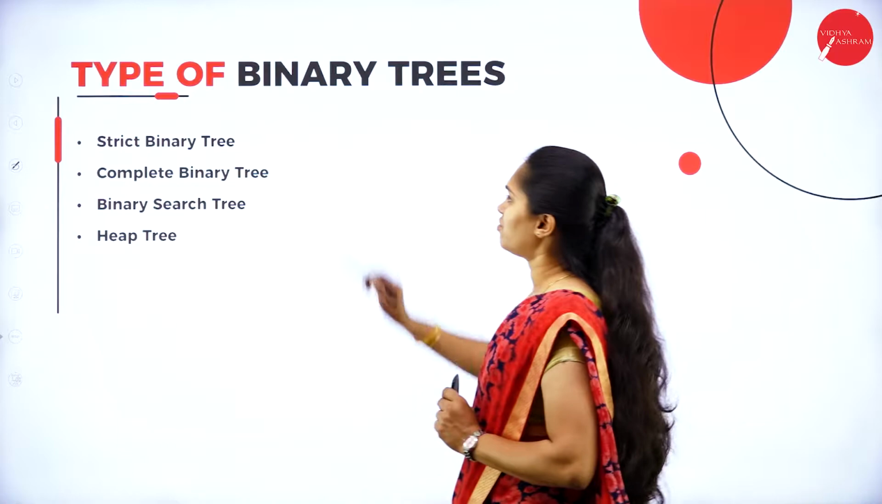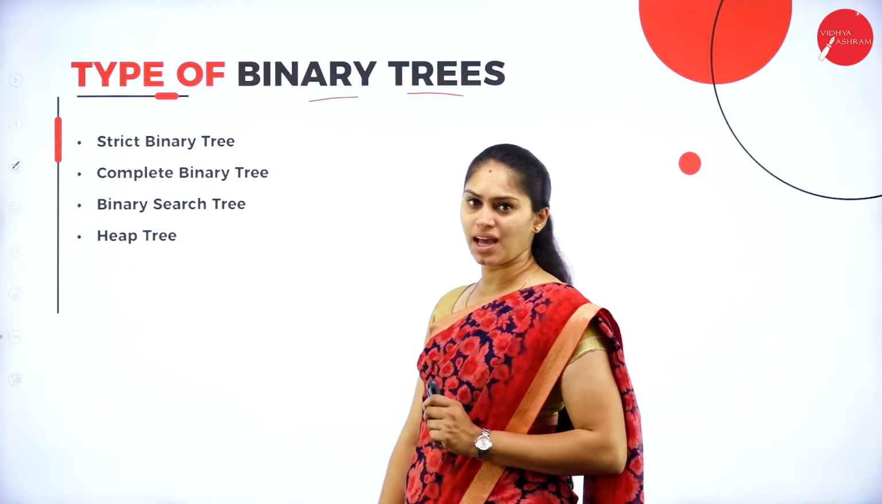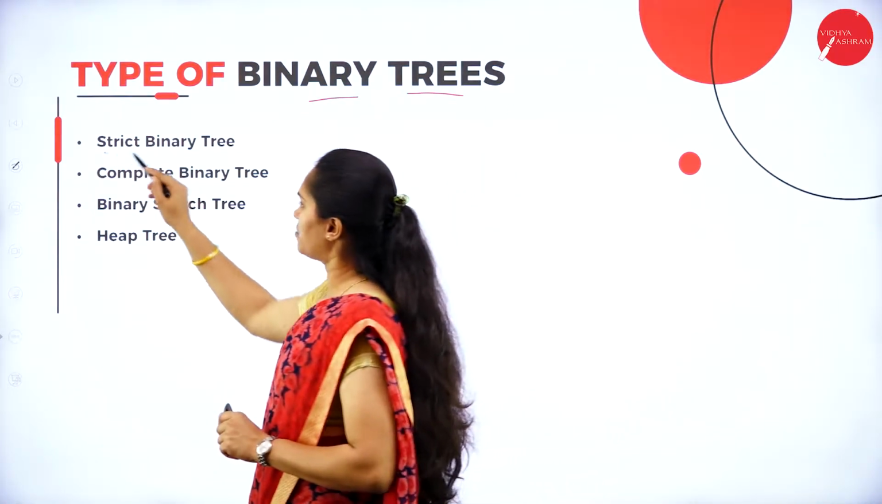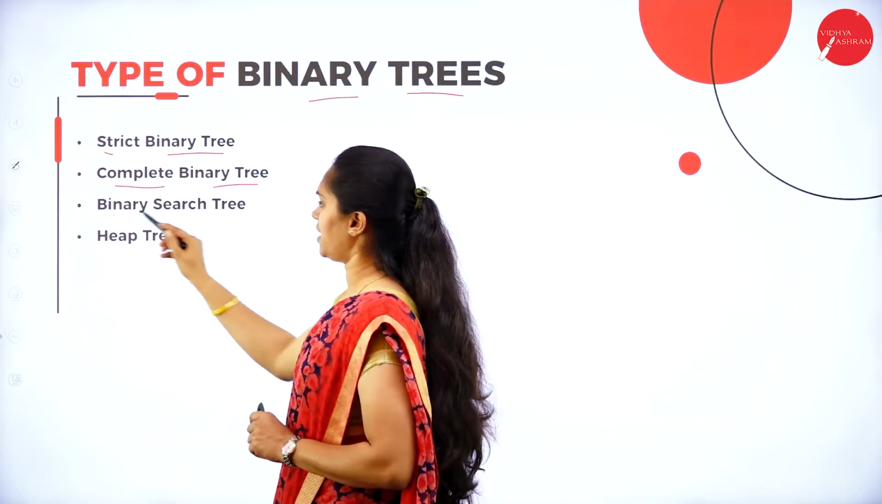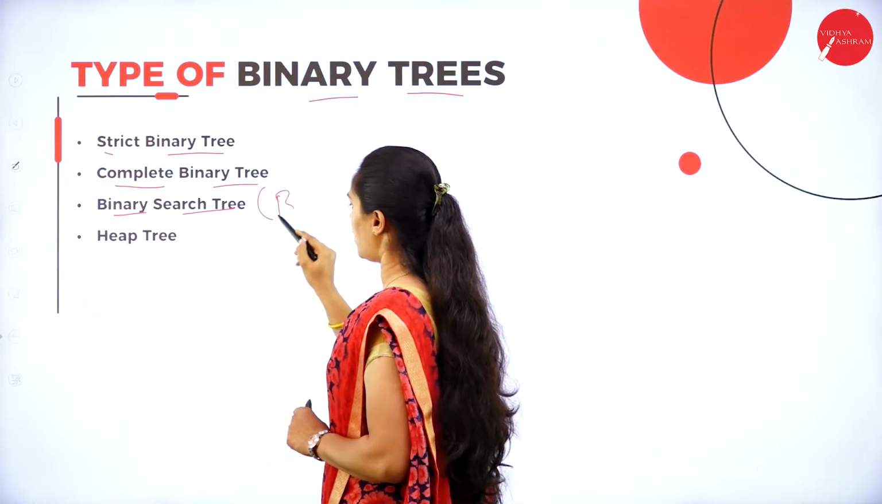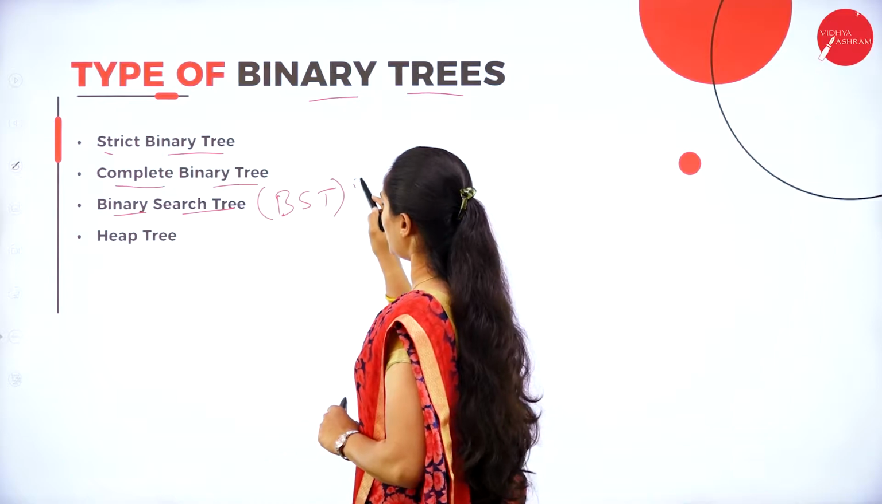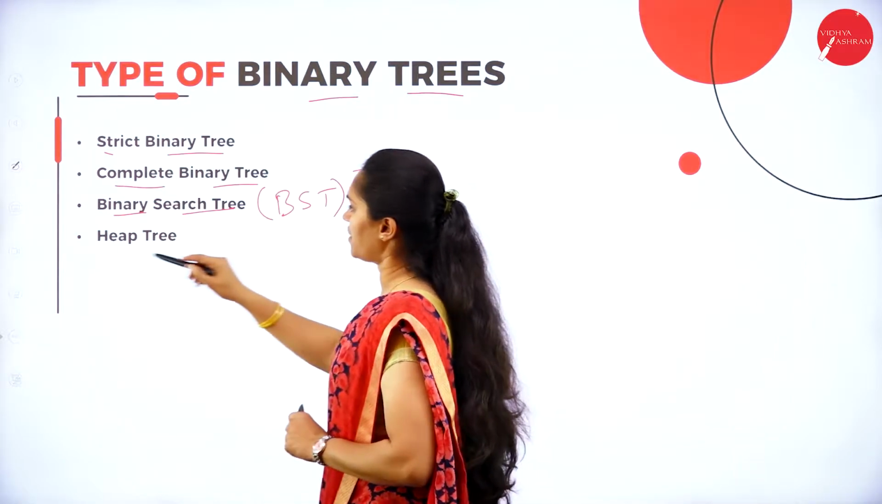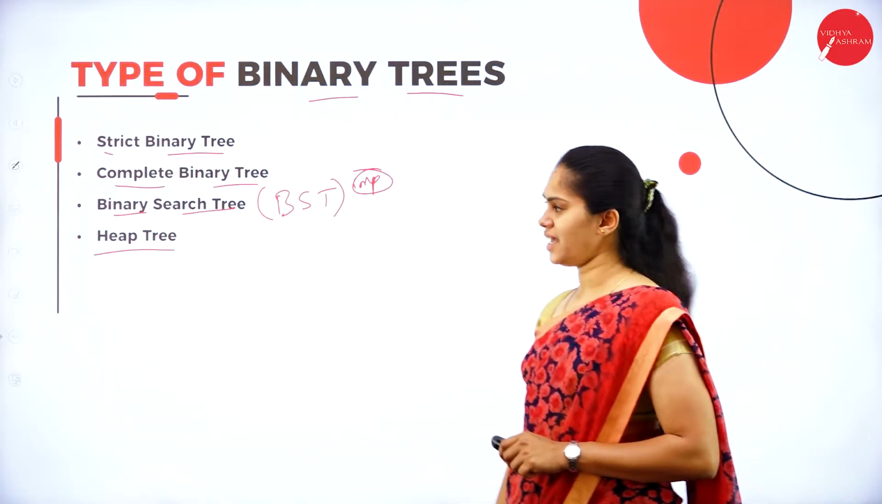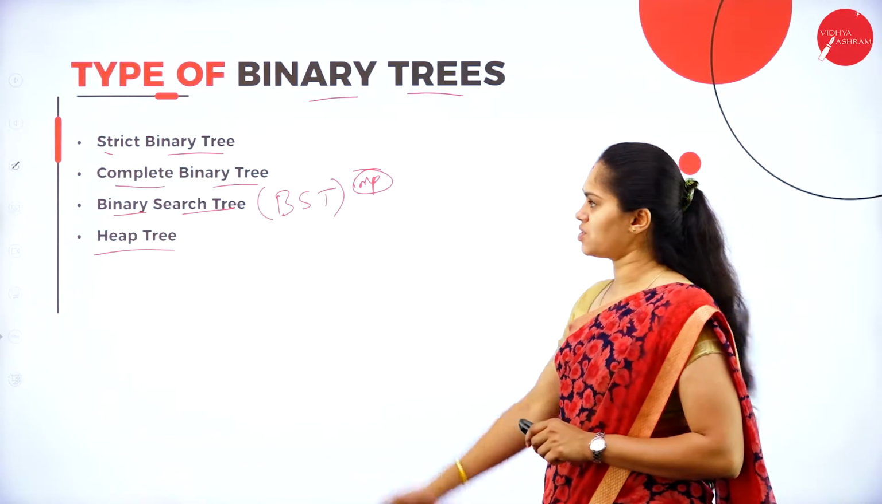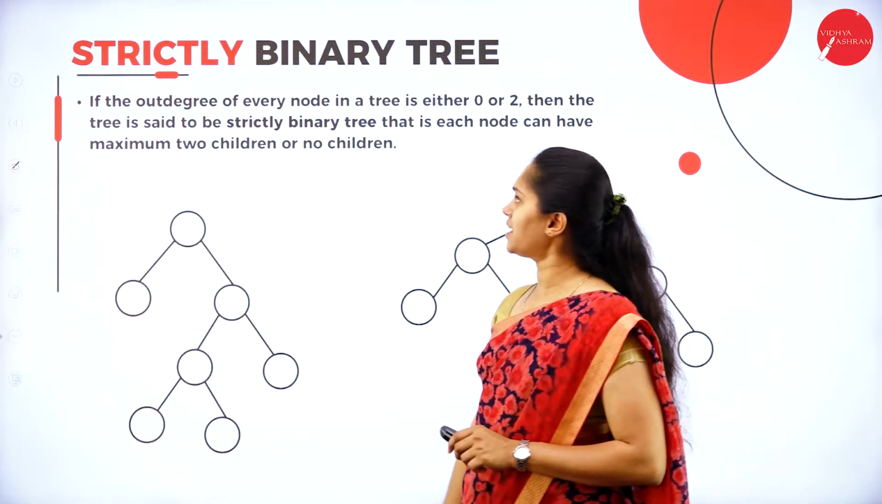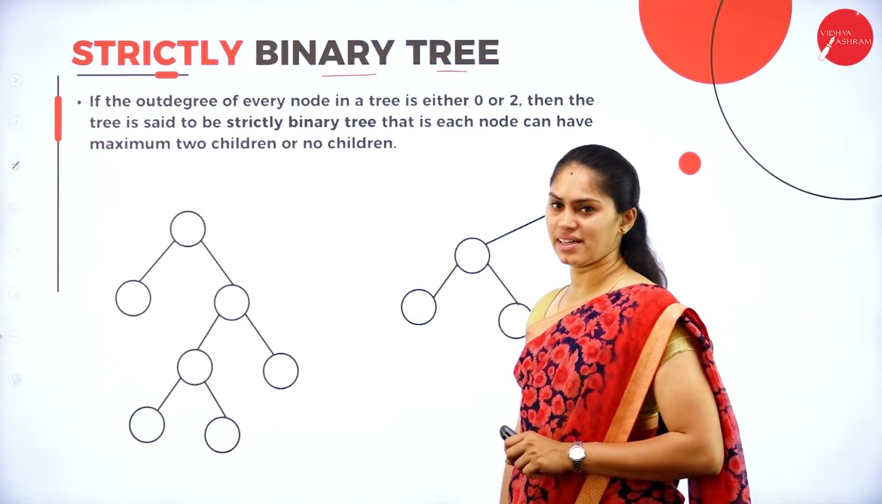Then what are the different types of binary trees we have? It includes strict binary tree, complete binary tree, binary search tree, in short BST, an important topic here, and we have the heap tree. We'll see each one by one. We'll go to the first one, that is the strictly binary tree, or strict binary tree.